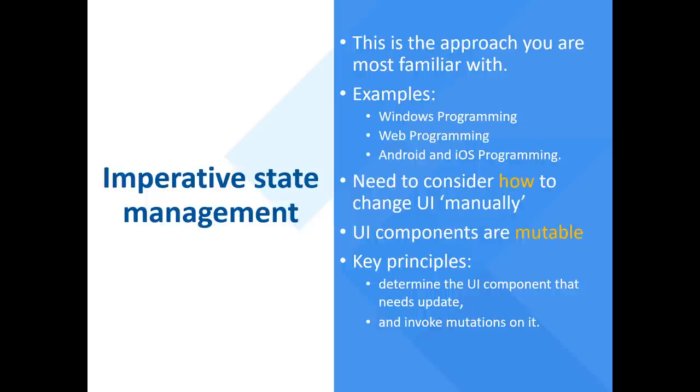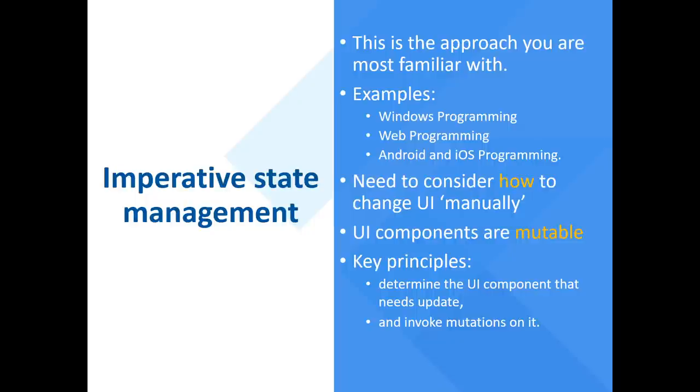I need to look at which component needs an update. Depending on the technology, the way we do this is different from one to another. For example, in web programming, the first step normally is using getElementById, getElementsByClassName, and so on. But it serves the same purpose: to determine which component you need to update.